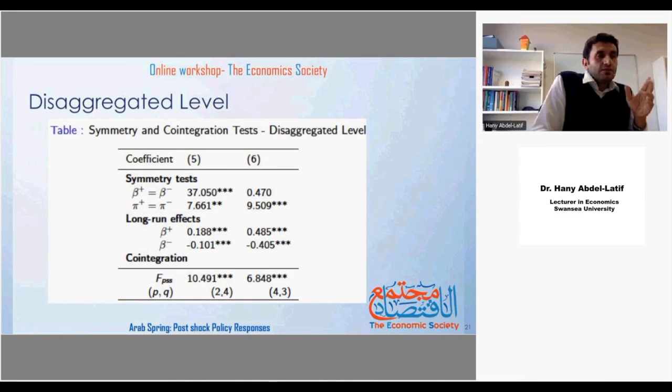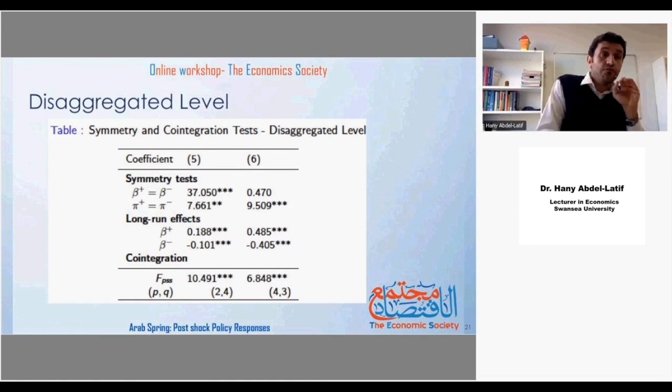So we've got some different results in this case. First of all, we still have integration. So there is a long-run relationship between government expenditure on education and growth, and the same applies to the relationship between military expenditure and growth. But what is interesting here is the asymmetric impact. Does a positive change have a different impact compared to a negative change? In the long run, just to remind you, that's beta plus and beta minus. That tells you whether there is an asymmetric impact or not.